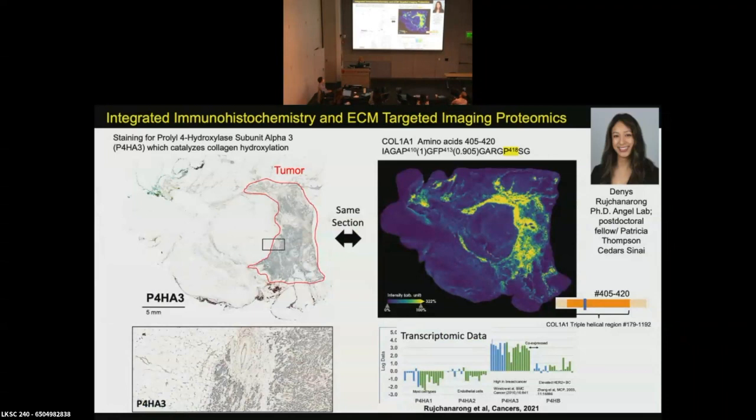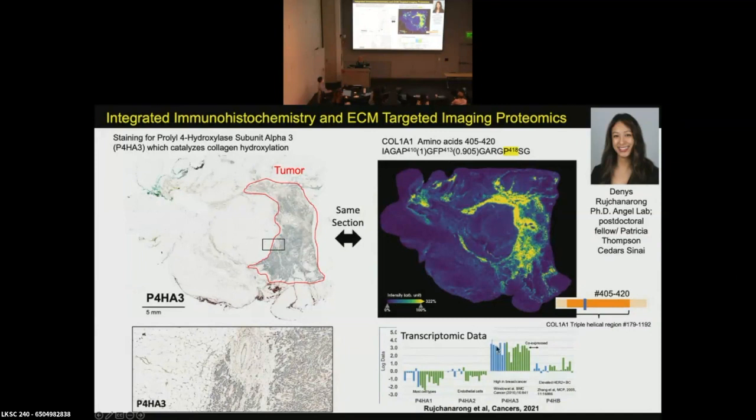And so another student of mine, Denise Rashanarang, who's now at Cedars-Sinai, demonstrated that you could do integrated immunohistochemistry and ECM targeted imaging proteomics. And this is really important because you can stain either in a singleplex or multiplex fashion for a particular enzyme and get that pattern across the tissue. But even if you see that, it doesn't tell you where the modification has occurred. And that's what MALDI imaging mass spectrometry is doing. It's telling you that this proline has a high chance of modification. This proline is modified, this proline is not modified. So we start to get this code of where the collagen structure is modified.